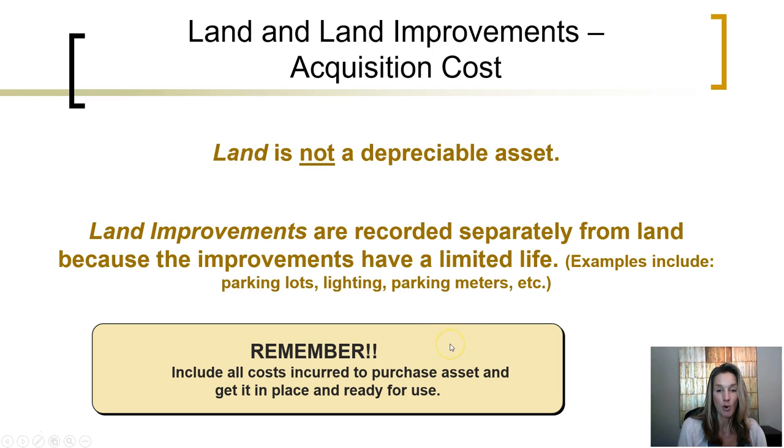The amount that we record for land improvements is the cost to purchase the item. For example, lighting, the cost we incur to purchase the lighting, plus any costs we incur to get the lighting in place and ready for use. So any installation costs or adjustments or anything of that nature. All of those costs are added together, and that total cost is recorded as an asset.